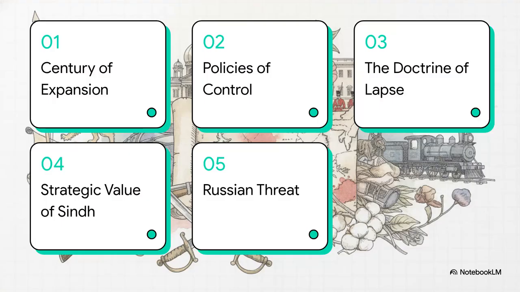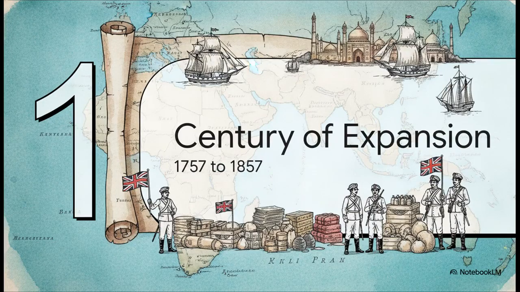So here is our roadmap for today. We'll start by looking at a specific century of expansion and then outline the 5 policies of control. From there, we'll examine the doctrine of Lapse, evaluate the strategic value of Sind, and finally, wrap up with the Russian threat and annexation.